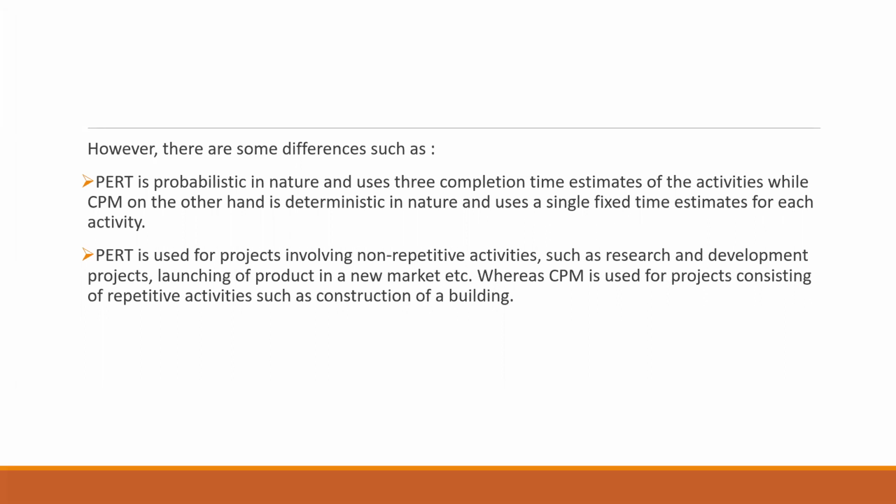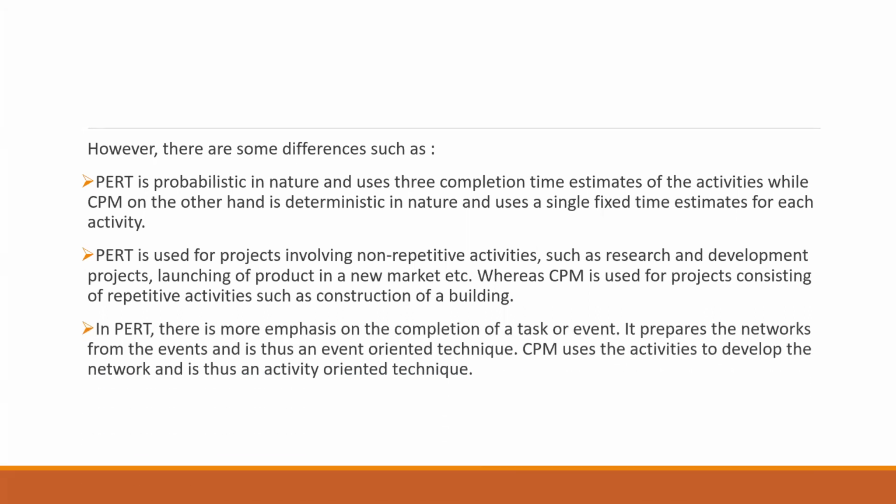Whereas CPM is used for projects which have repetitive activities, where the time duration is fairly certain and known to everyone. For example, construction of a building. As I told you, when CPM was actually developed, it was for planning and construction of a chemical plant. That's the reason CPM is mainly used for repetitive activities, and one of the activities where things are repetitive is construction of a building or any plant.